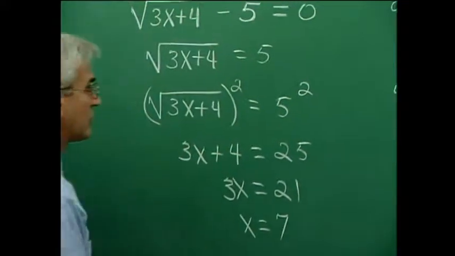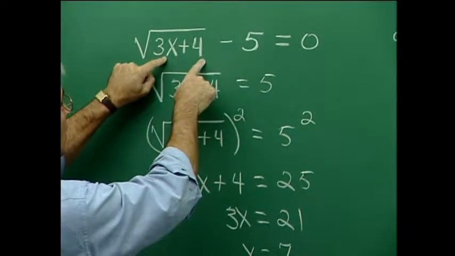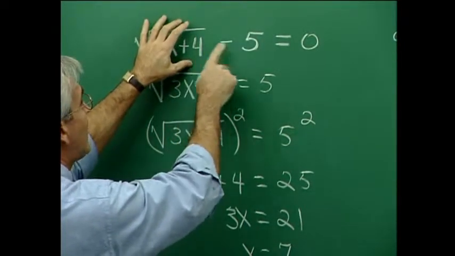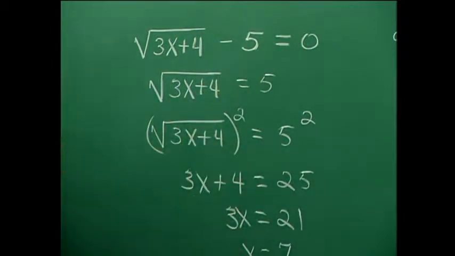Let's check to see if x is a solution here. 3 times 7, 21. 21 plus 4, 25. The square root of 25 is 5 for this term. 5 minus 5 would be 0. 0 equals 0 is true, and so this is indeed a valid solution.